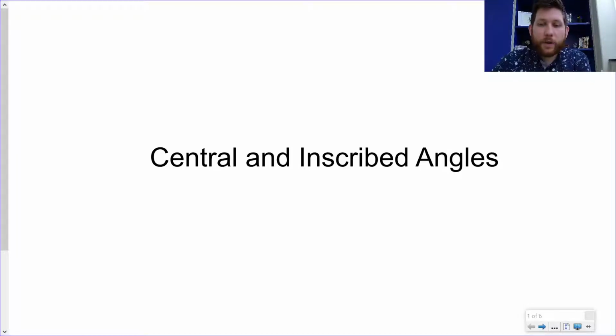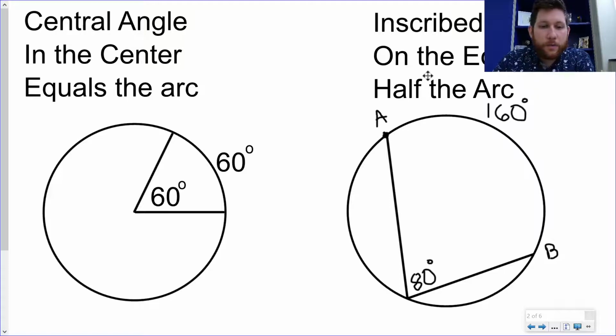All right, guys, we're going to look at another part of circles, and that's central and inscribed angles. So we're going to talk about two different types of angles. Now, you should have already learned about central angles. Central angles are at the center of the circle, and the measure of the angle equals the measure of the arc. So like in this case, I've got 60 and 60.